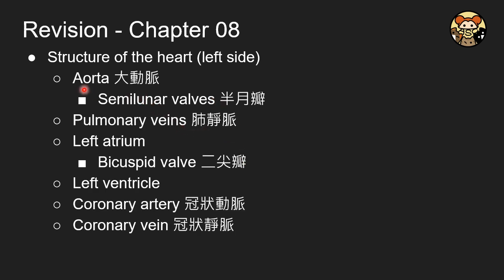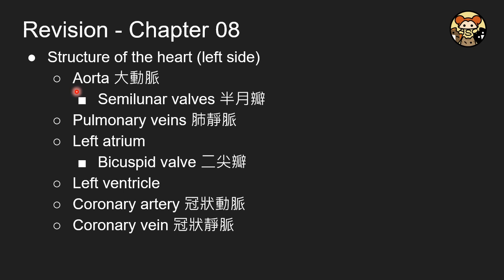And then for the left hand side, it consists of the aorta, which contains the semilunar valve, and also the pulmonary veins which collect the oxygenated blood received from the lung, and then it will arrive in the left atrium, and separated by the bicuspid valve, you will arrive at the left ventricle, and then the blood will be pumped to the aorta.